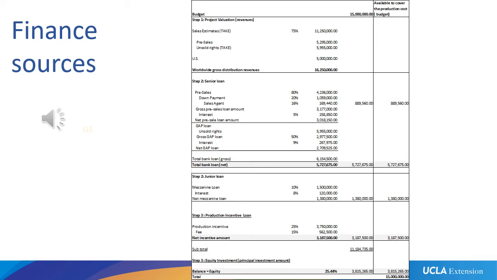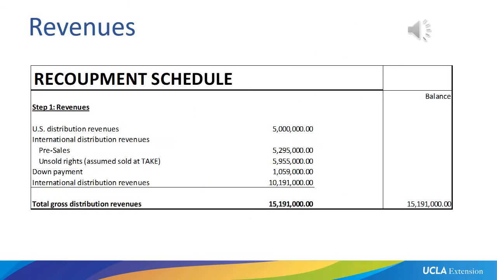We're deducting the fee that is due to the production incentive lender, who is cash flowing this production incentive for us, so we don't have to wait until we actually do the movie, because then we can't use it here for production financing. So we're deducting this fee, and it's $3,187,500 that we end up getting from the lender for production incentives. So now we're adding up all these financing sources, and our subtotal is $11,184,735. So that's not $15 million, and so we have to get our equity investor to finance $3,815,265 in order to meet our $15 million budget.